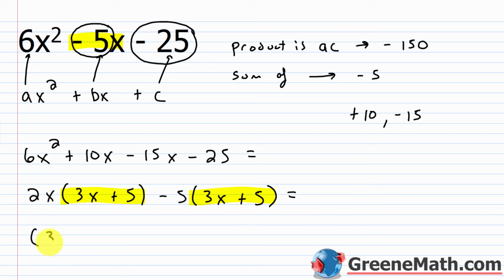So I'd have 3x plus 5 here, that quantity. And then times what's left, we'd have the quantity 2x minus 5. So your answer for this one would be the quantity 3x plus 5 times the quantity 2x minus 5.